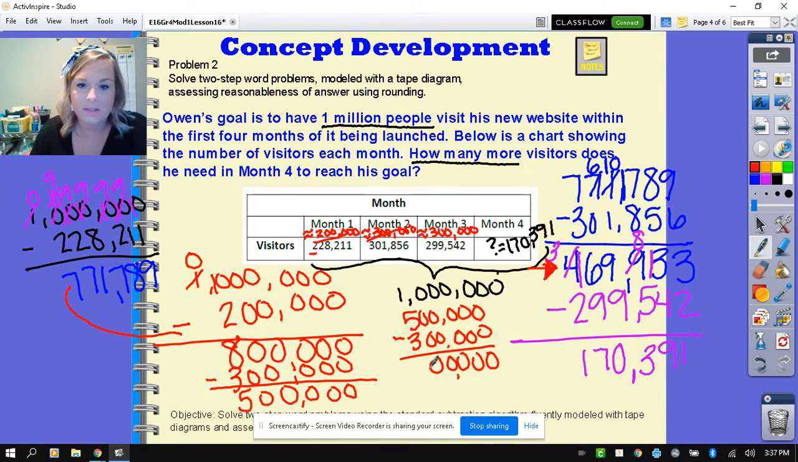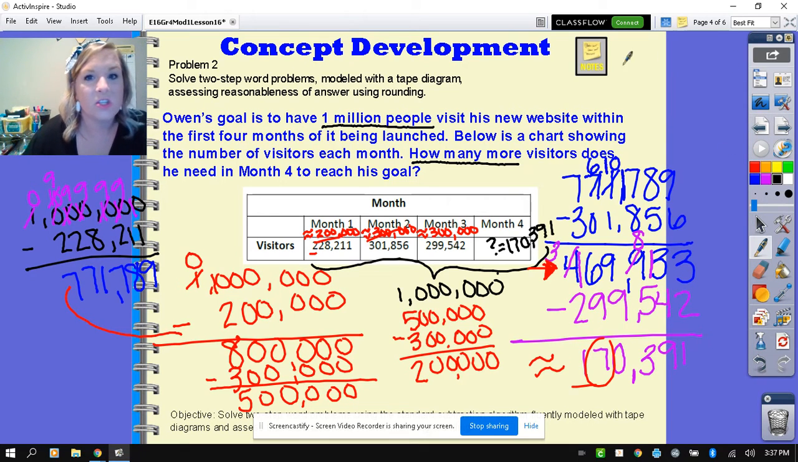And 5 minus 3 is 200,000, which, when rounded to the nearest 100,000, is close to 200,000. So far all of our answers make sense and the reasonableness is there. The last step that we need to do is write our answer as a statement. So how many more visitors does he need in month 4 to reach his goal?